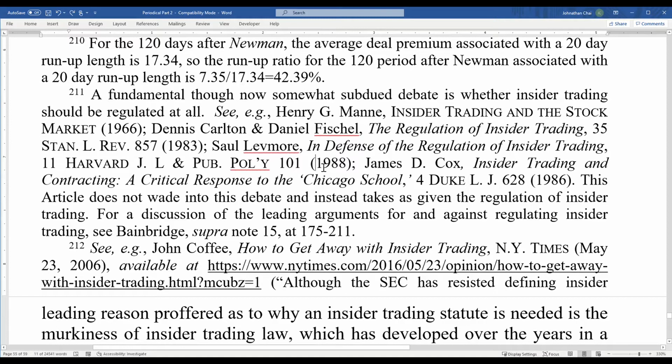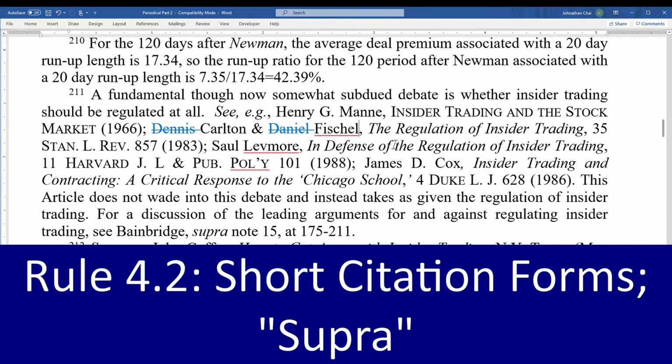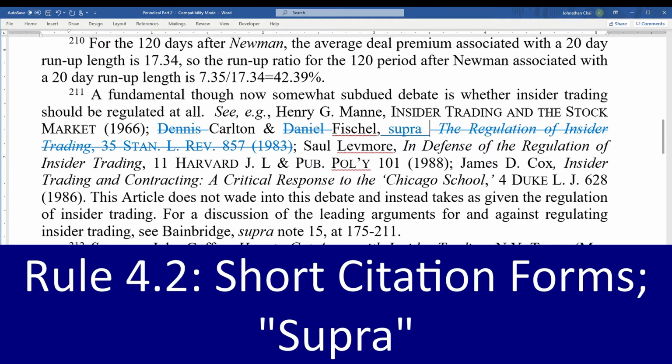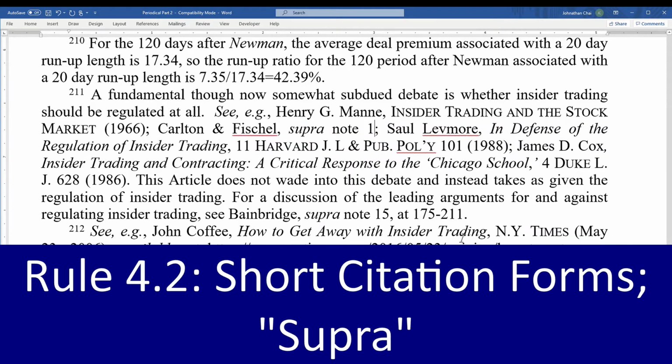Since the same article was previously cited, footnote 211 should include a short citation instead of a full citation to the article. For a periodical source, Bluebook Rule 4.2 states that Supra form should be used, unless id short form is appropriate. Thus, we should keep the author's last names, add a cross-reference back to footnote 1, and remove all of the other information from the citation.